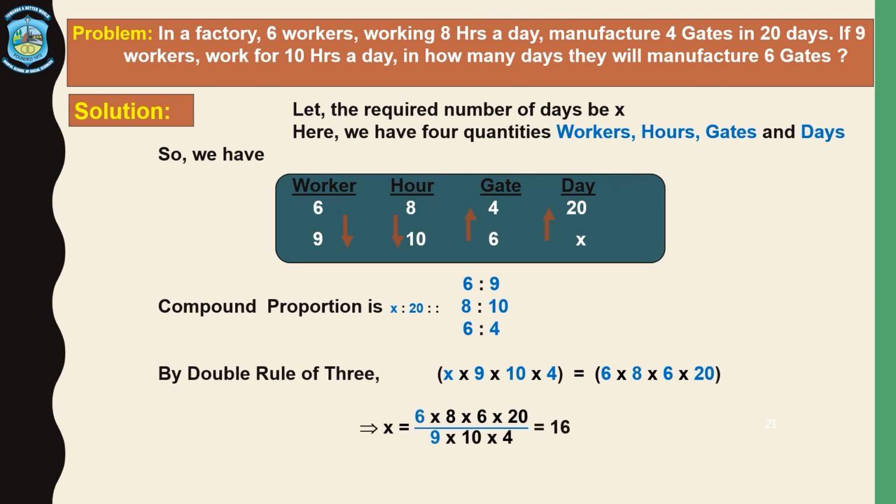On solving this using double rule of 3, we have x into 9 into 10 into 4 is equal to 6 into 8 into 6 into 20. On solving this further, I get the value of x as 16. That means the required number of days is 16 days.